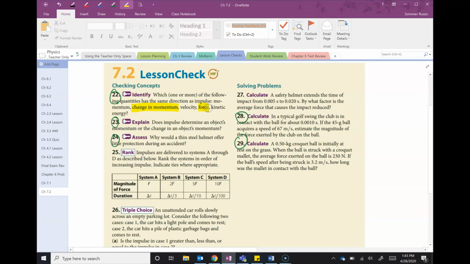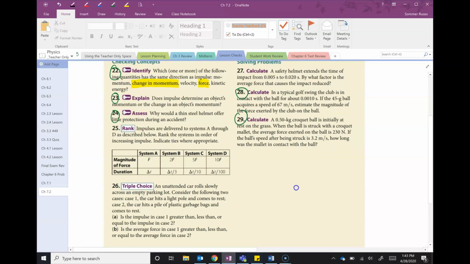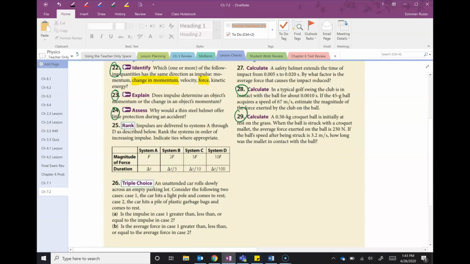Kinetic energy is a scalar value, right? So it does not have direction, so it cannot have the same direction as impulse. So in this particular case, the same direction of impulse is our change in momentum and our force. So that brings us to number 23. Does impulse determine an object's momentum or a change in object's momentum? Well, it's going to be the change in an object's momentum.